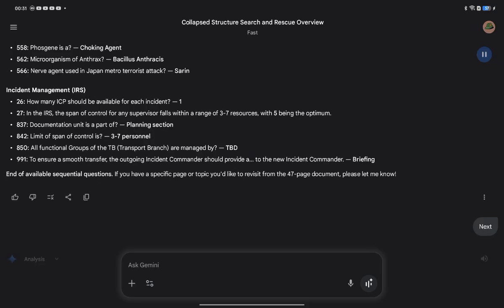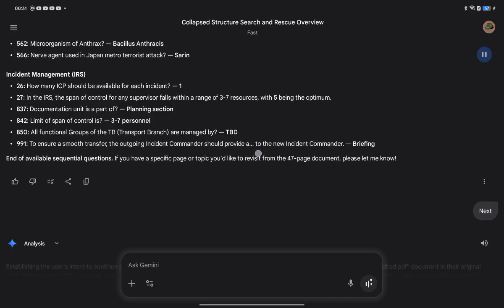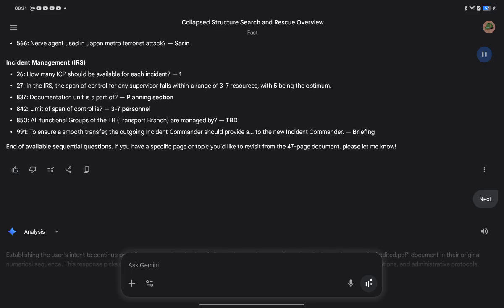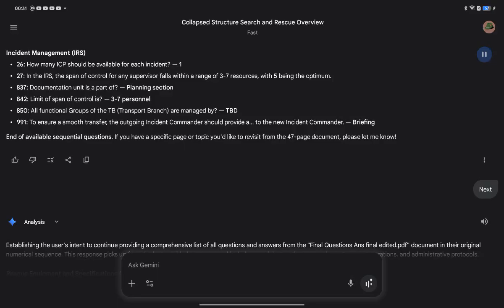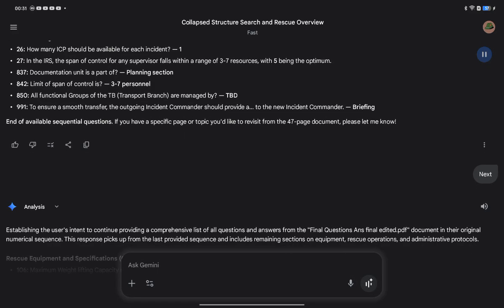562. Microorganism of anthrax? Bacillus anthracis. 566. Nerve agent used in Japan metro terrorist attack? Sarin. Incident management, IRS. 26. How many ICPs should be available for each incident? 1. 27. In the IRS, the span of control for any supervisor falls within a range of 3 to 7 resources, with 5 being the optimum.